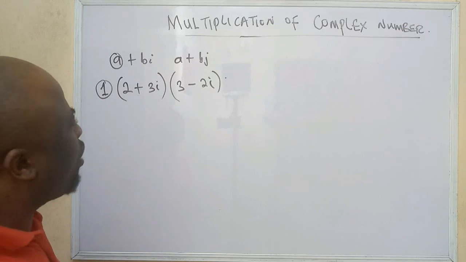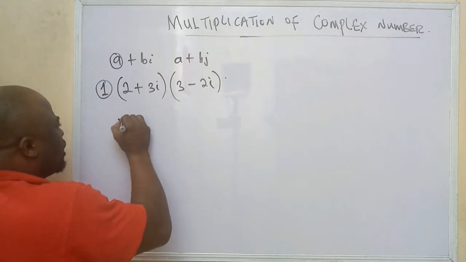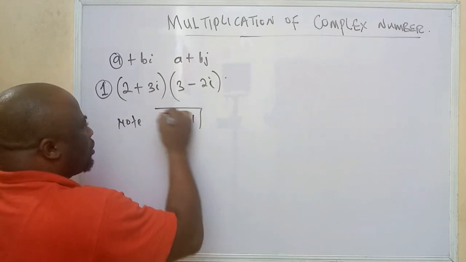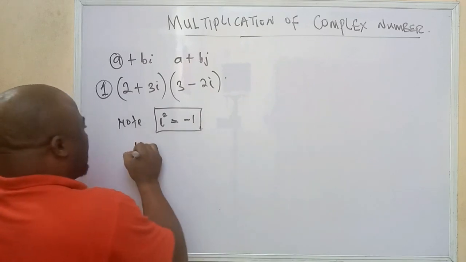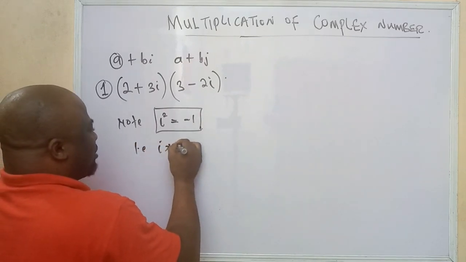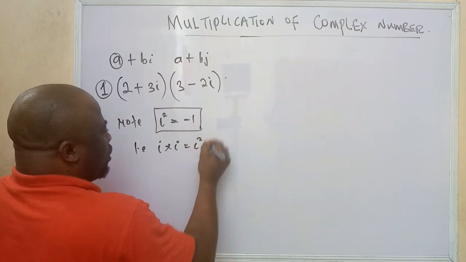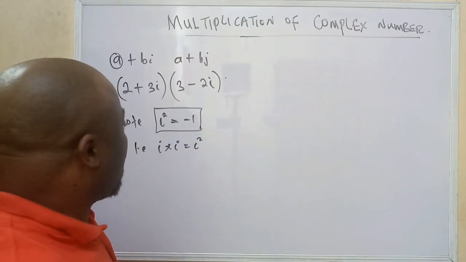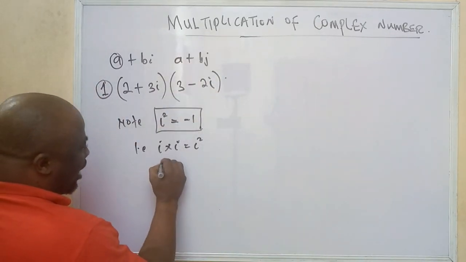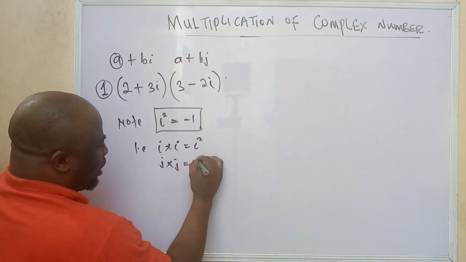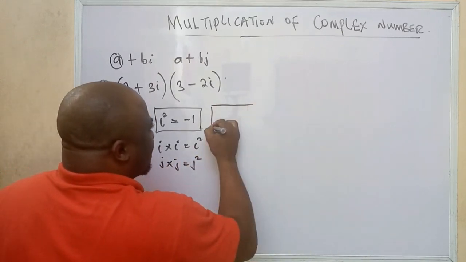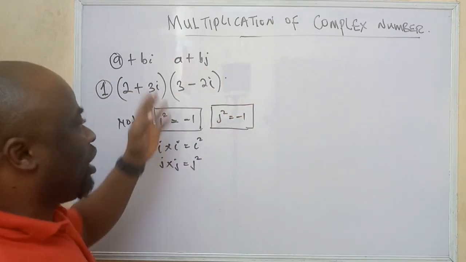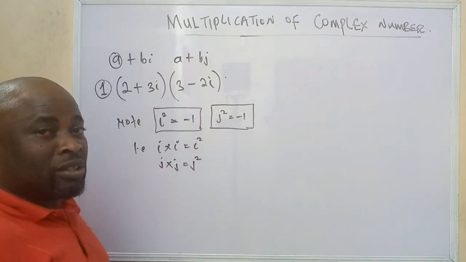But before we do this, what do we need to do here? I want you to note this: i squared equals minus 1. It means that when you multiply i times i, you get i squared, and in complex numbers, i squared is represented by minus 1. If you are using j, j times j is j squared, and j squared is also minus 1. So anywhere you have i squared or j squared, you just change it to minus 1.